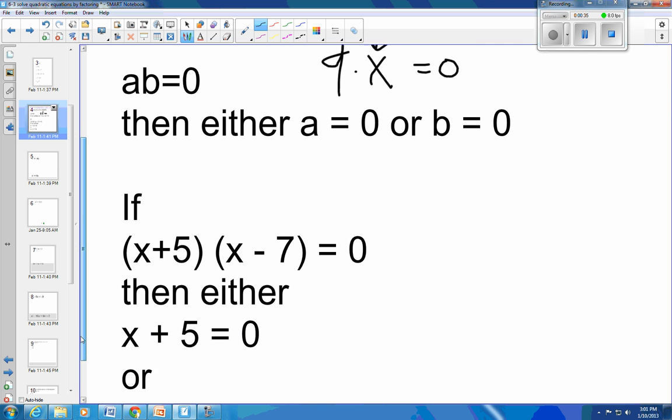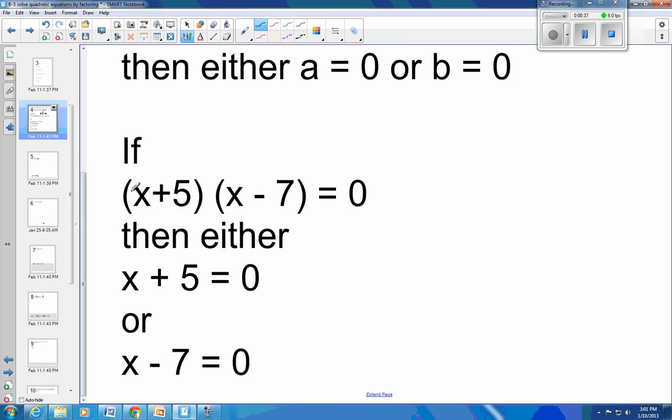Likewise, if we take 2 binomials and we're multiplying them together and you end up with 0, then either this first binomial, x plus 5, has to be 0, or this second binomial, x minus 7, has to be 0. That then lets you solve it. So if x plus 5 is equal to 0, then x would be equal to negative 5. And if x minus 7 is equal to 0, then x would be equal to 7.